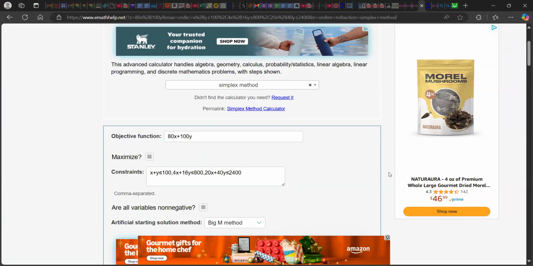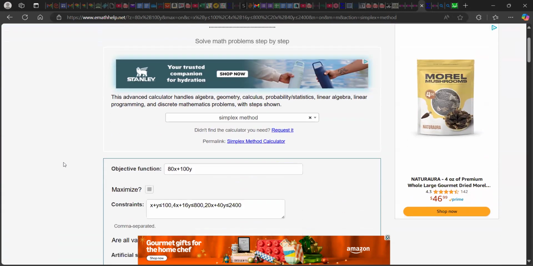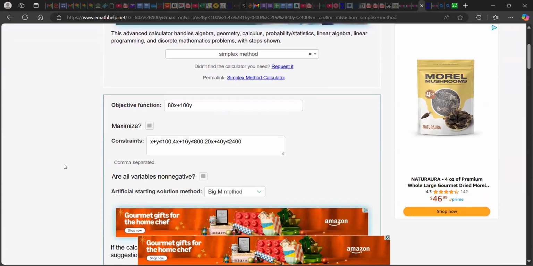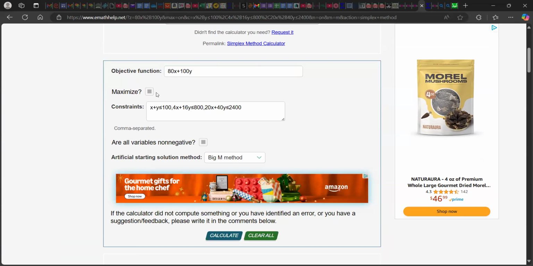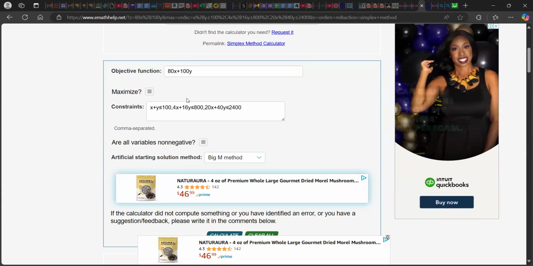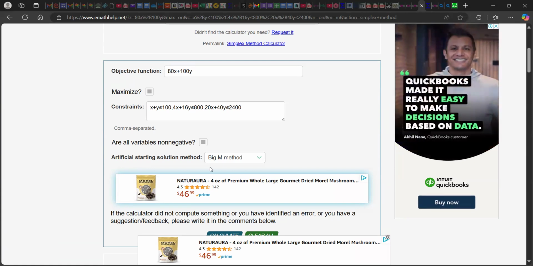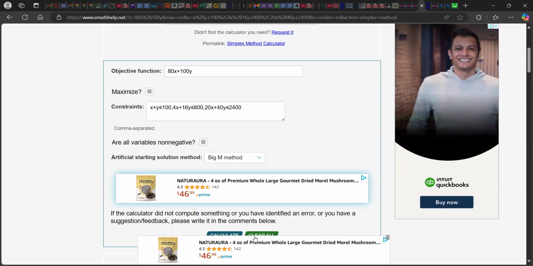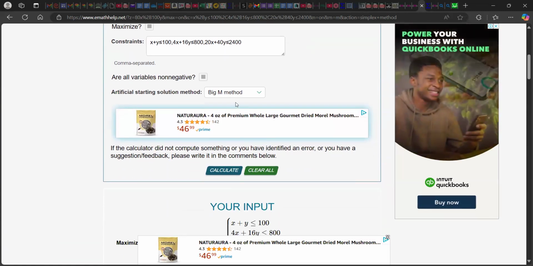All right, so this is a matrix calculator if you're interested. This is emathelp.net, the website. No problem using it, right? If you don't like it, you can go find another one. So I typed in my objective function. You can see it there. You click on maximize. If you want to minimize, you can uncheck that box. But remember, the thing is free, so all these advertisements will come up. I can't help it. They put in all of these by default.